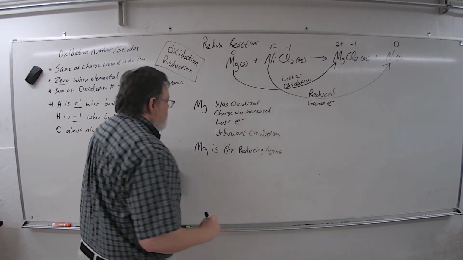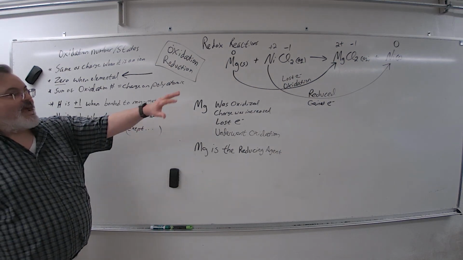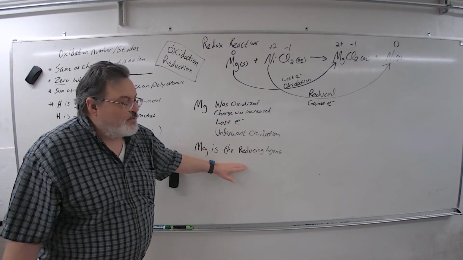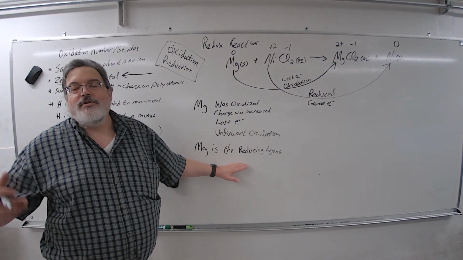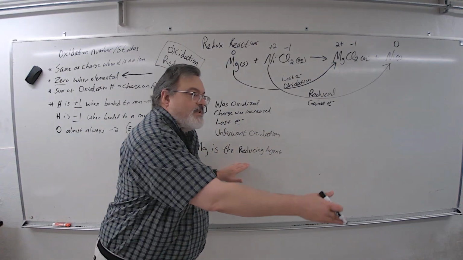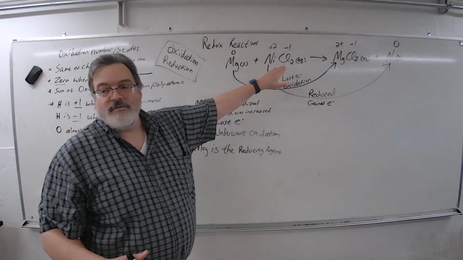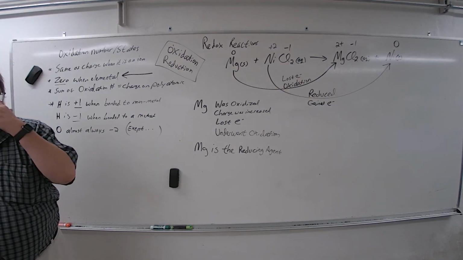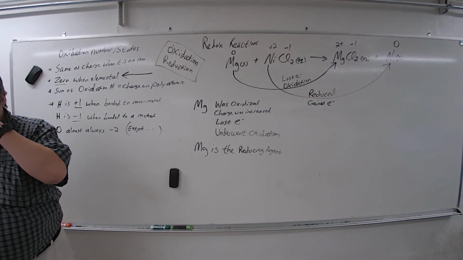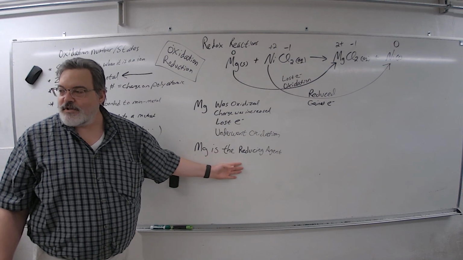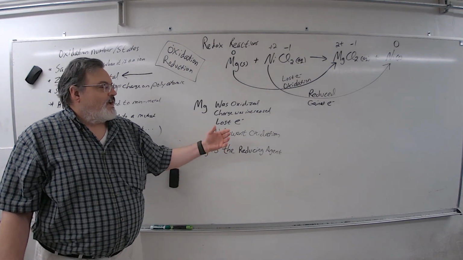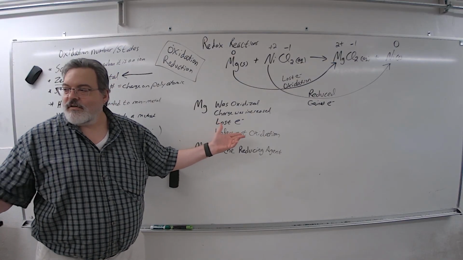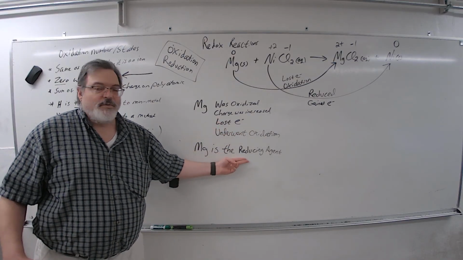Still talking about magnesium. In this reaction, the compound that had magnesium in it is the reducing agent. It's a reducing agent because it can cause reduction in something else by giving it electrons. I know that's confusing, but you see what I'm saying? It's really kind of the English language that makes it like this. It was oxidized, it underwent oxidation, but since oxidation and reduction are opposite sides of the coin, we can say it was the reducing agent.